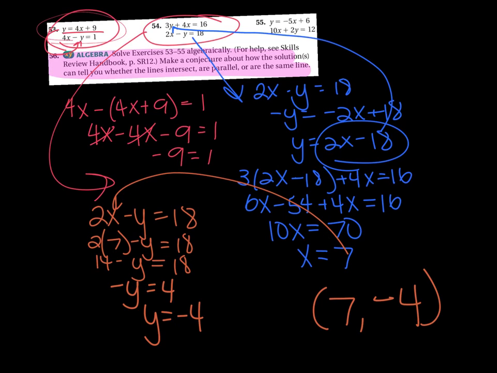They should have intersected at (7, -4), right? What should have happened if I graphed those first, that number 53? They won't intersect. If there's no solution, it's because the lines are parallel; they'd never intersect. Does that make sense? Okay.